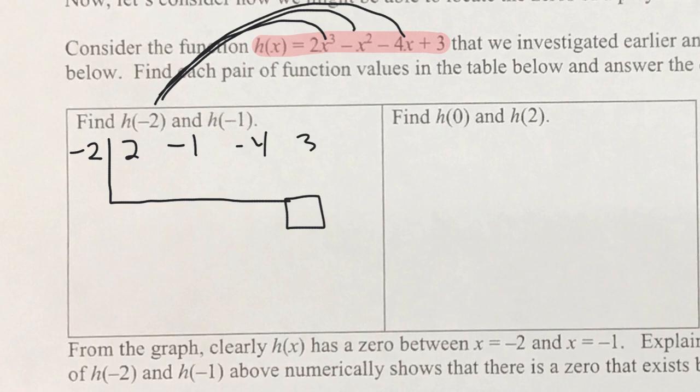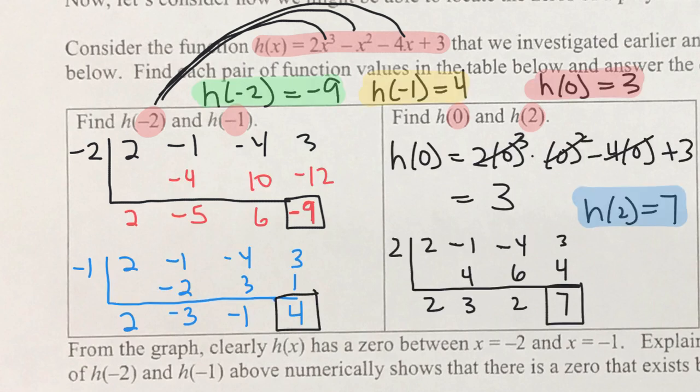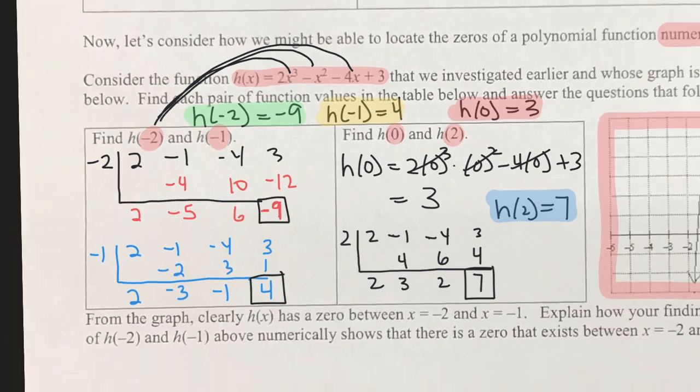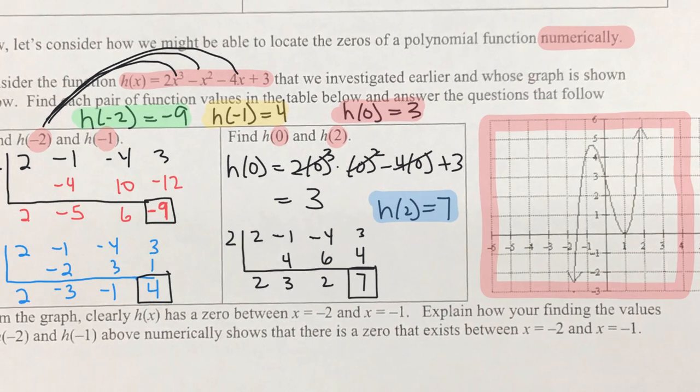So we're going to use synthetic division because it's faster to see what the remainders are for all of these values. So we're going to do it for -2, we're going to do it for -1, for 0, and for 2. So I suggest that you pause the video and do all that if you're watching and taking notes. If not, I guess you're going to see the answers right now. So here are all your values. h of -2 is -9, h of -1 is 4, h of 0 is 3, and h of 2 is 7. Okay, so that would correspond to your values on the graph if we had a graph that was large enough to have all of them.